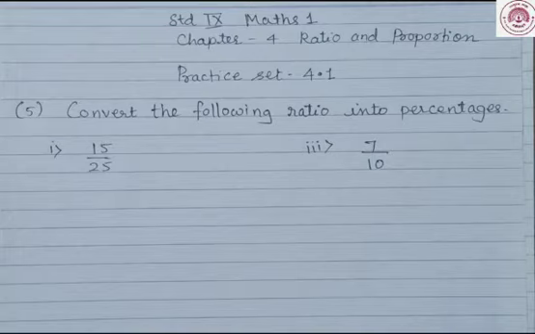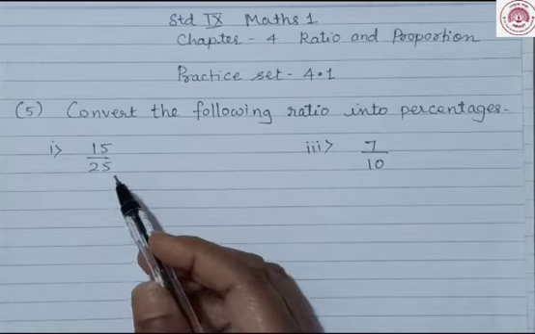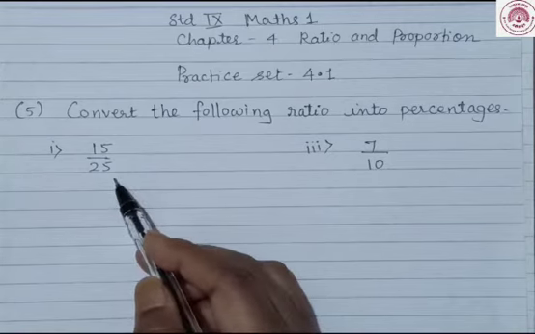In the previous video we have completed first, second and third question of practice set 4.1. So today we will solve the next question, that is question number 5. Convert the following ratio into percentages. In that the first question is 15 upon 25.